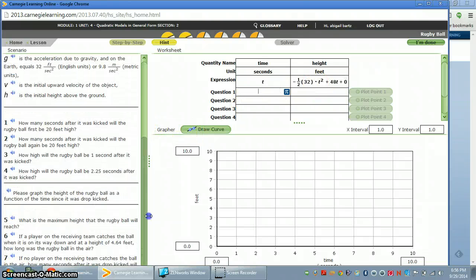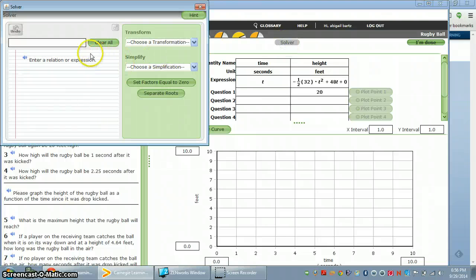Okay, so now moving on to the questions. In how many seconds after it was kicked will the rugby ball first be 20 feet high? So they want to know time, and they're telling you that the height is 20 feet. And in order to find the seconds, so you can plot the point, you're going to have to solve a quadratic equation. So I like to choose the solver.